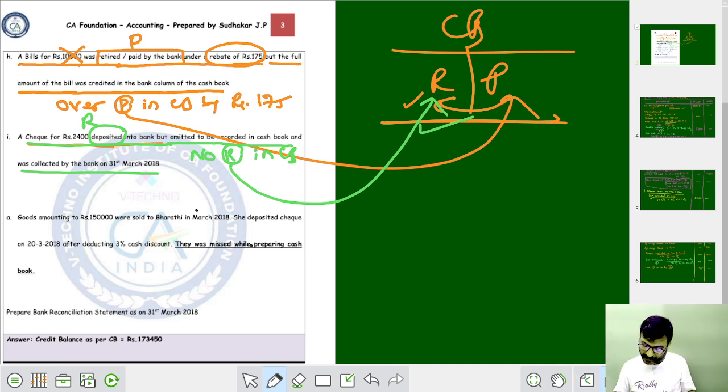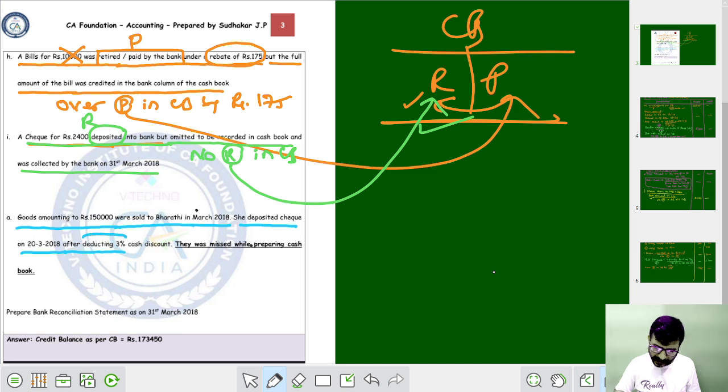See the last one, the last point. This concept was asked recently in the September 25 batch also. Goods amounting to rupees 1,50,000 were sold to Bharati in March 2018, means within our financial year. She deposited a check on 20th March 18. Okay, this is also within our financial year.